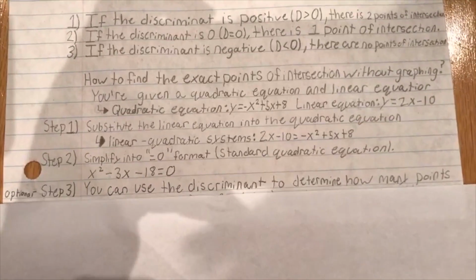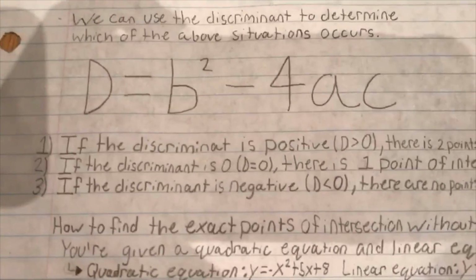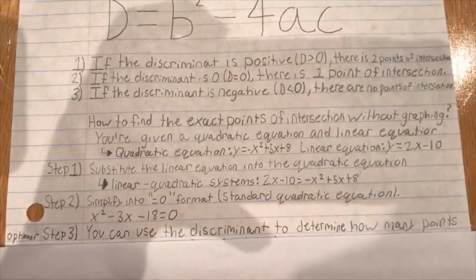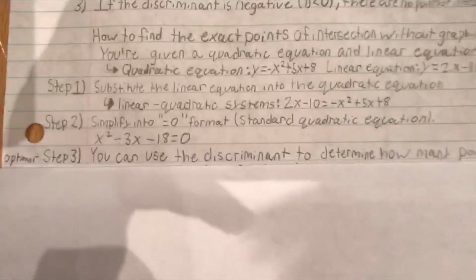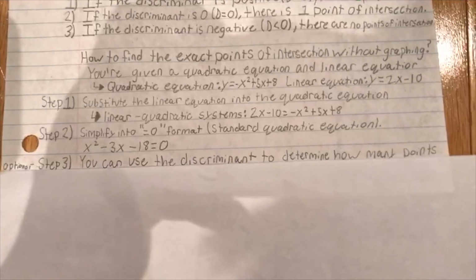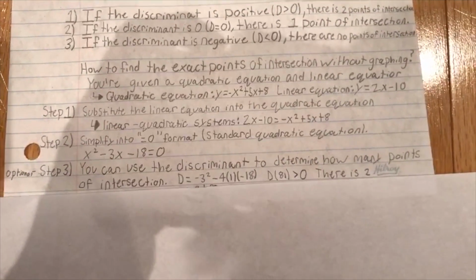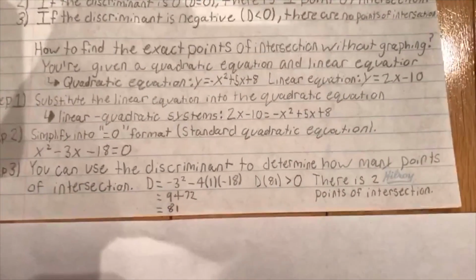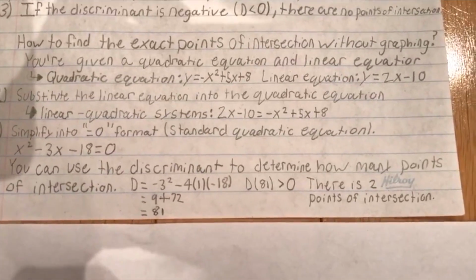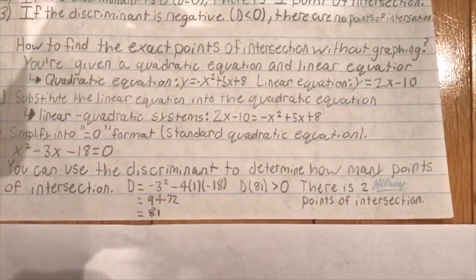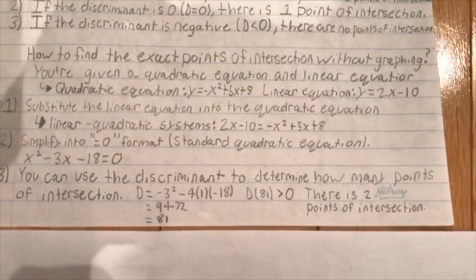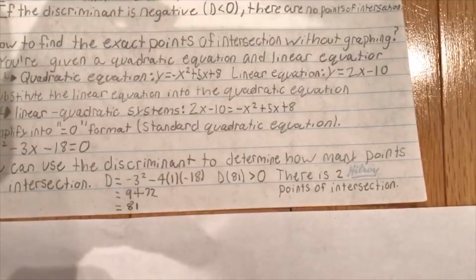Step 3 is optional, but step 3 is using the discriminant to find how many points of intersection you will have. So this will just see if your final answer is correct, but you don't have to do it, it is optional. So for the example, d equals negative 3 squared minus 4 times 1 times negative 18, which will give you 9 plus 72, which will give you 81. And 81 is greater than 0, therefore there are 2 points of intersection.